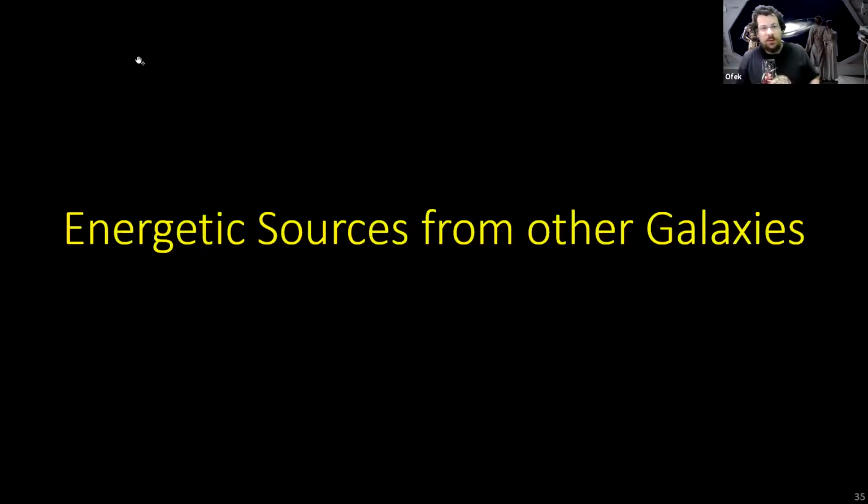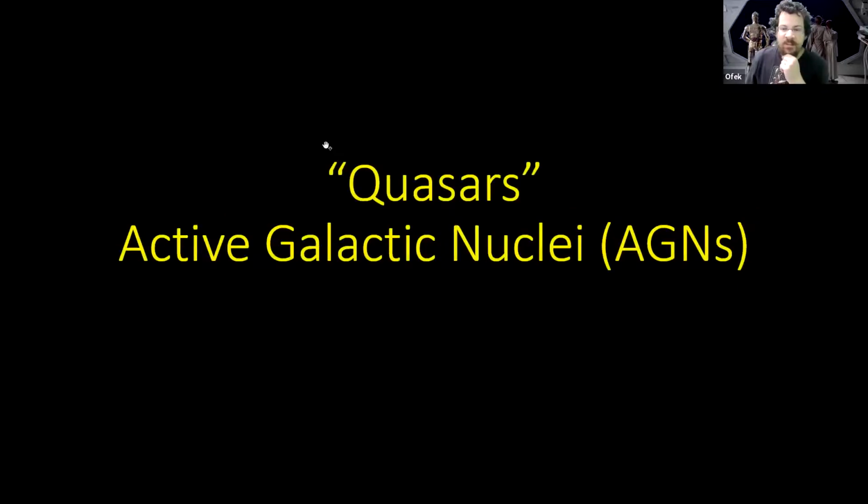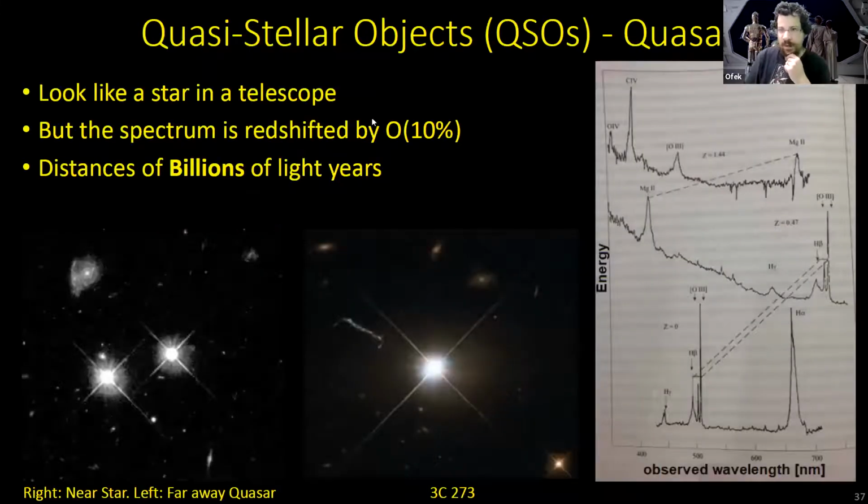So the last topic for today is talking about energetic sources from other galaxies, or specifically about quasars, or what used to be called quasars, quasi-stellar objects, and today are realized to be active galactic nuclei, or AGNs. So this topic also starts with a mystery, as everything does in astronomy and astrophysics. It starts with an observation that we don't know how to explain.